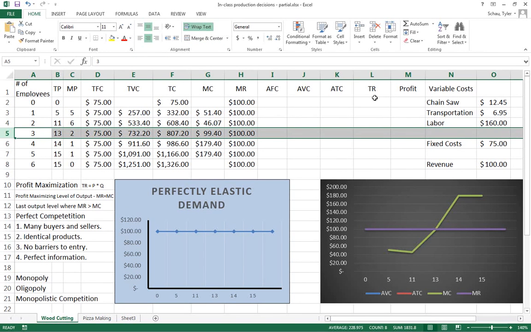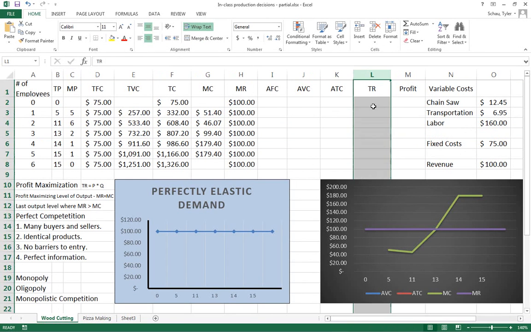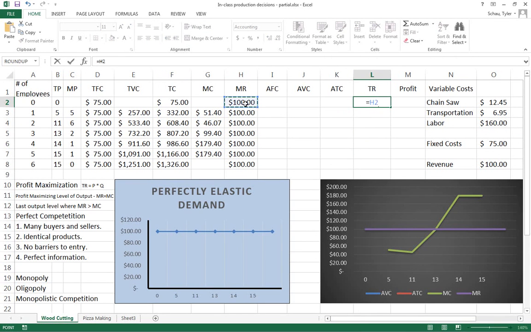Don't believe me? Let's go ahead and jump over to the total revenue column and take a look. Total revenue, remember, is price times quantity. So the marginal revenue is the price. I should explain that. I really haven't spent much time explaining marginal revenue. Remember, I said marginal means additional. If you sell 1 cord of firewood, you can sell it for $100. If you sell a second cord of firewood, you can sell the second one for $100. The additional revenue received from selling the second cord of firewood is going to be $100.